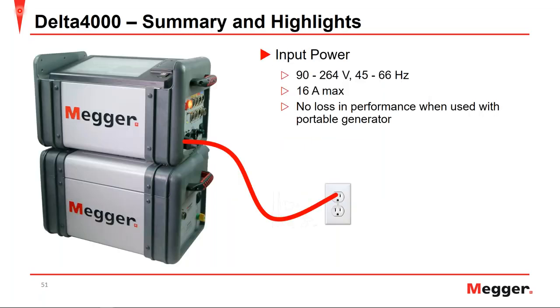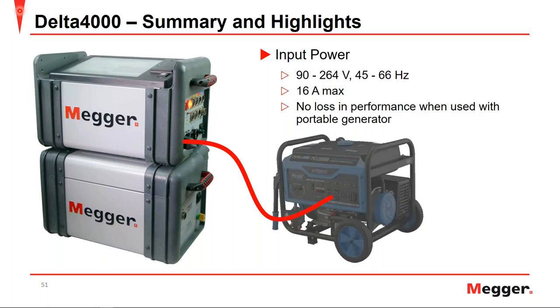Next, we have the input power of the Delta, which ranges from 90 to 264 volts, from 45 to 66 Hertz, and no more than 16 amps. It is important to note that there is no loss in the performance when the Delta 4000 is utilized with the portable generator, because the Delta 4000 takes the AC signal, rectifies it to a DC signal, and inverts it back to its own clean AC signal to be utilized and run off of.